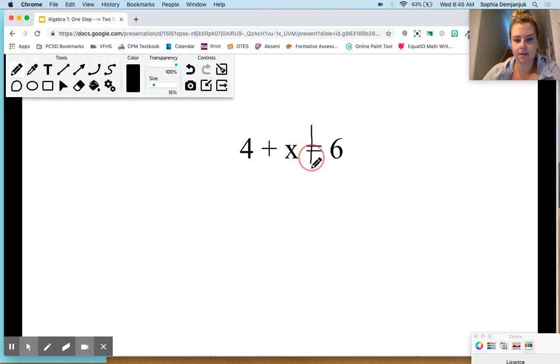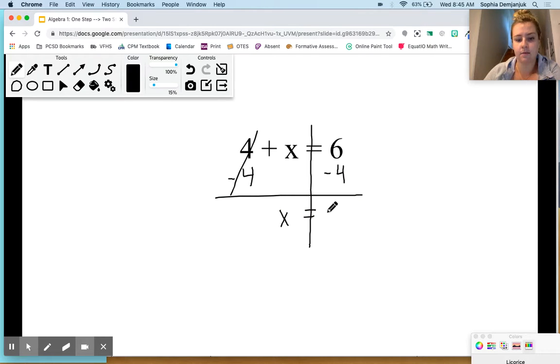Okay, so you should have started this problem by drawing a line down your equal sign. Your x is on the left-hand side this time. You want to get the 4 to the other side. Your 4 is positive, so you need to subtract 4 from both sides. x will equal 6 minus 4, leaves me with 2.